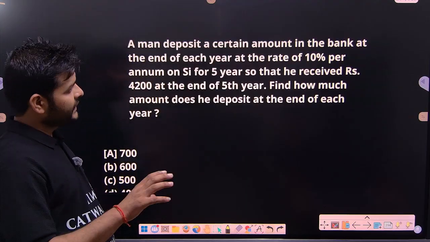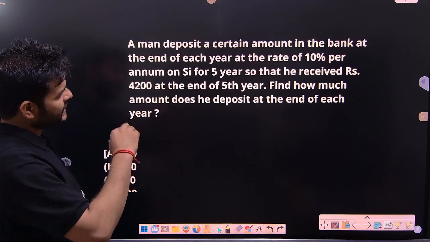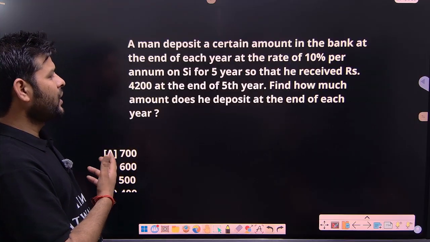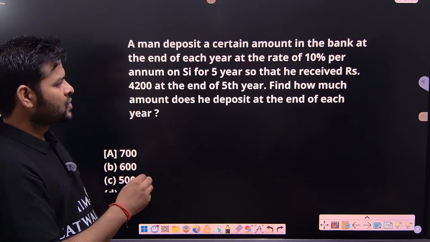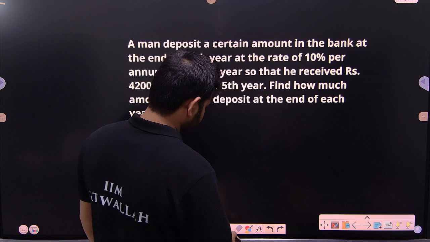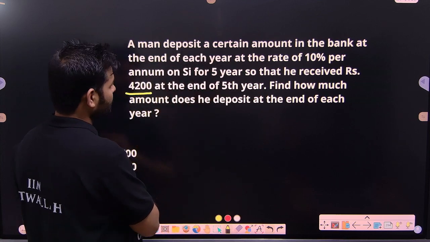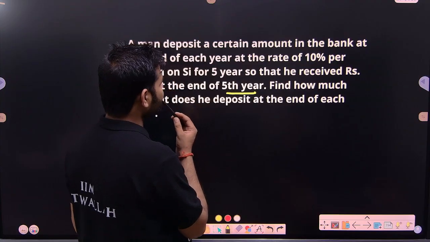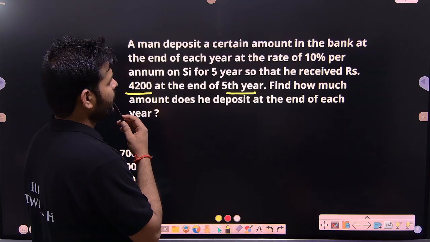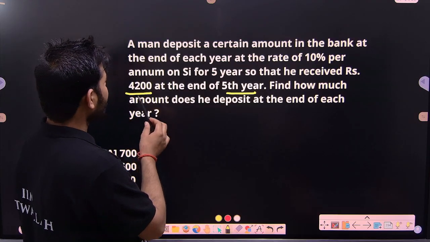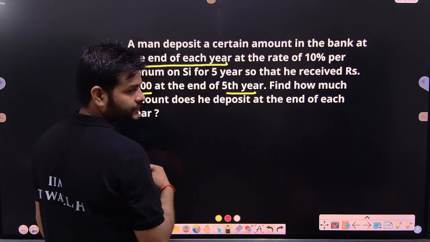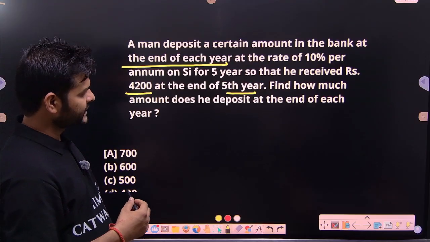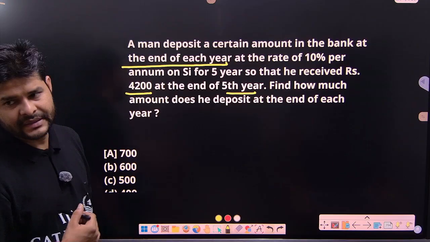A man deposits a certain amount in a bank at the end of each year at the rate of 10% per annum on SI for 5 years, so that he receives 4200 at the end of fifth year, and he deposited the amount at the end of each year. Find how much amount he deposits at the end of each year.